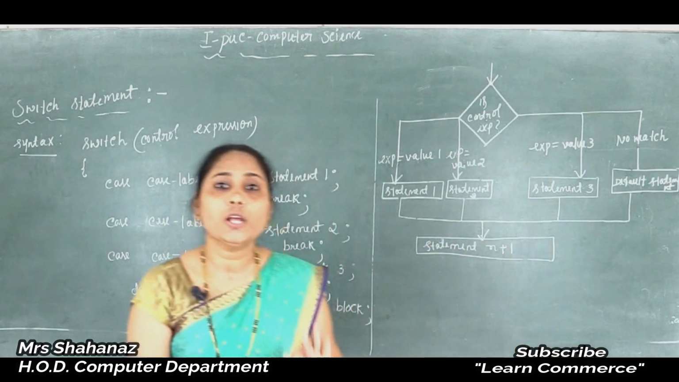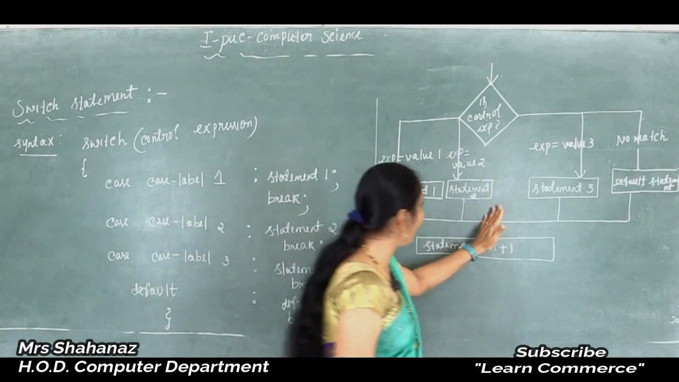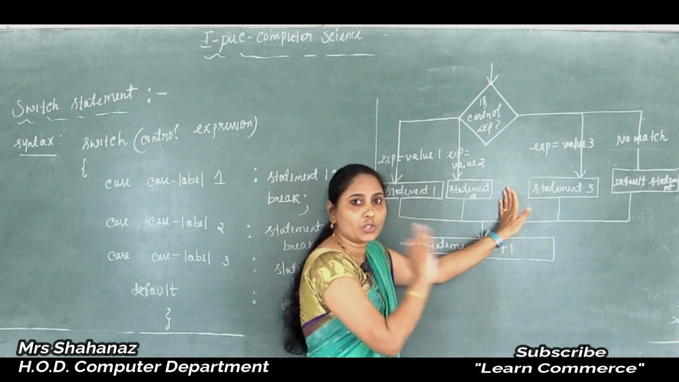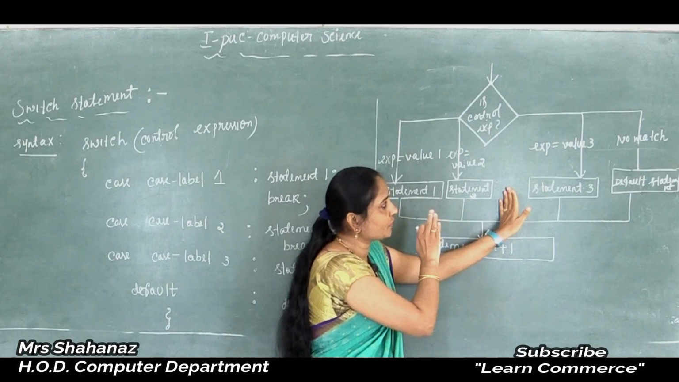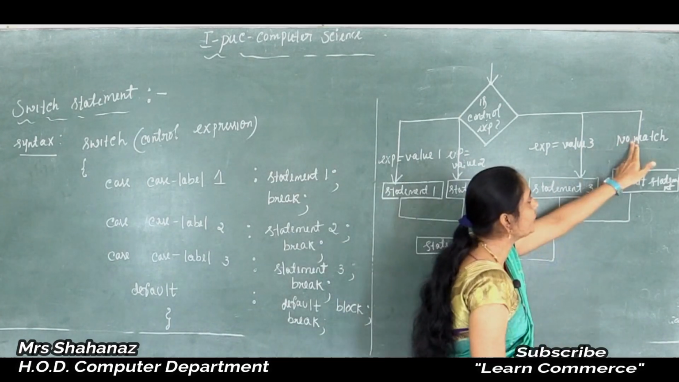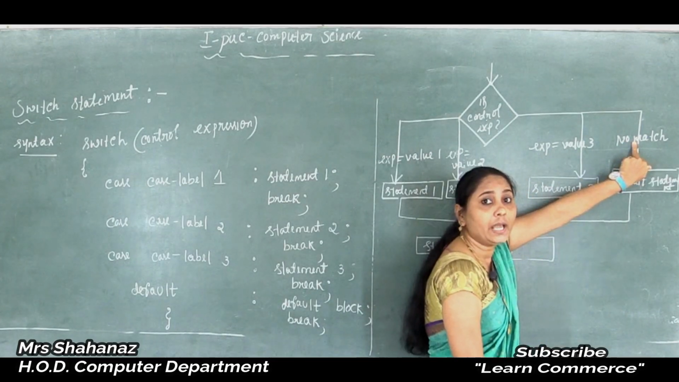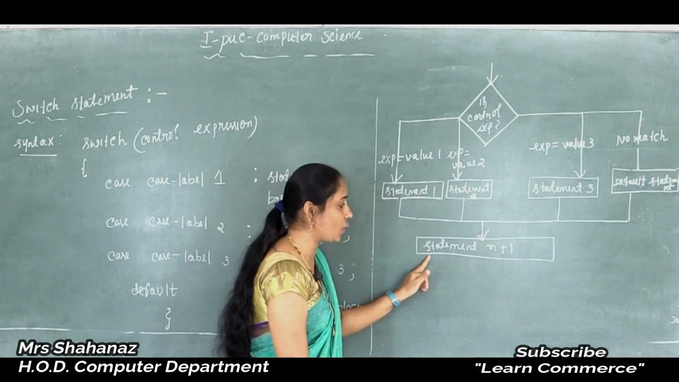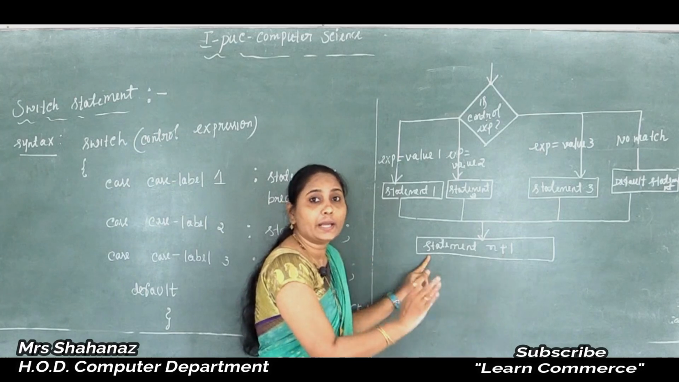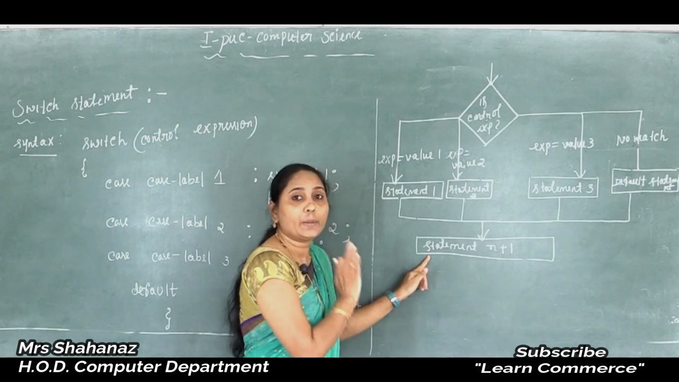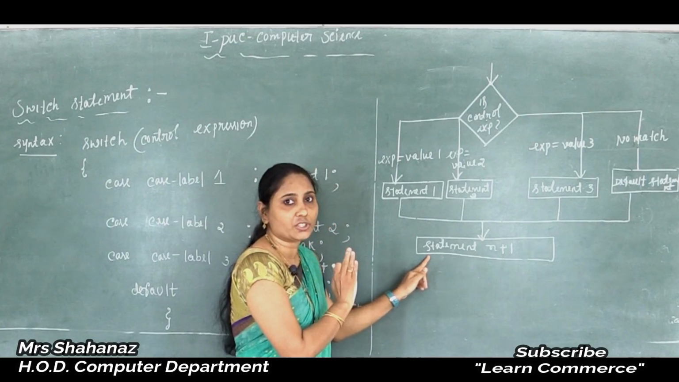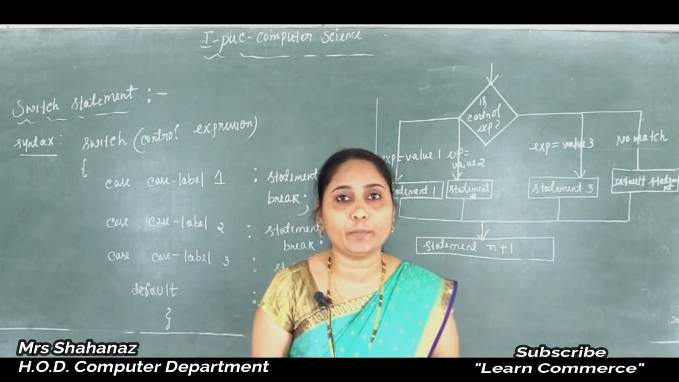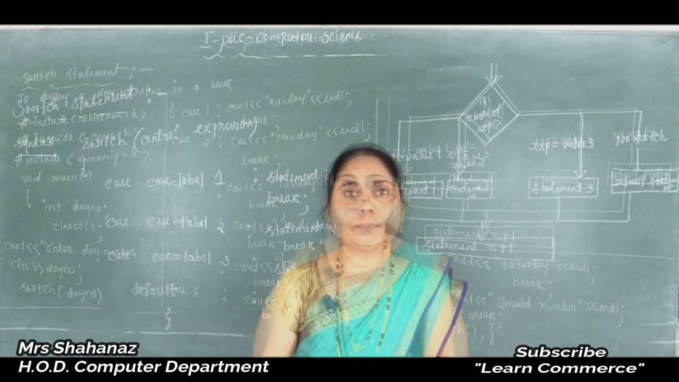Clear this point here? So this is about our some point. After that, if it is matching, statement 1 executes; if no expression matches, at that time it selects the default statement here. And lastly, whatever I write after that is called statement n plus 1, the printing statement. So clear this point here? Okay, now these are some points about our switch statement by using the flow chart.